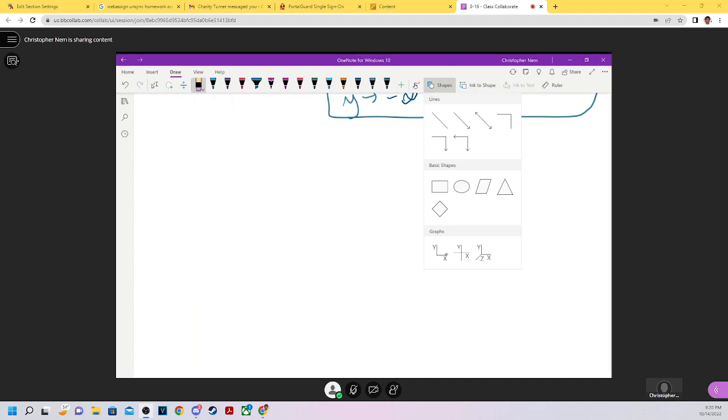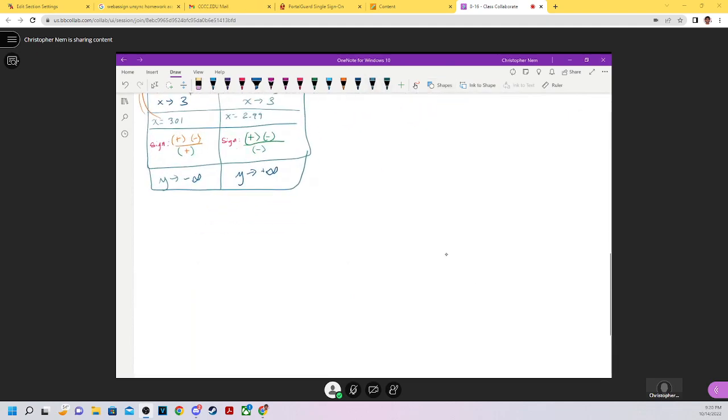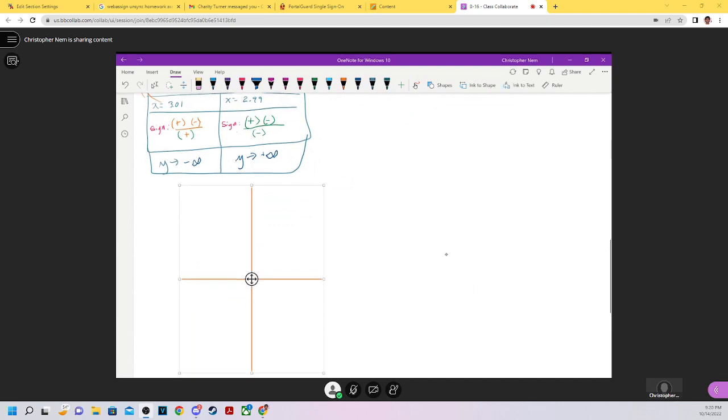Shape. Let me zoom out real quick. Let me use a different color. Oh, I could change colors here, actually. Let's change this color. I like this color. Oh, I didn't change color.